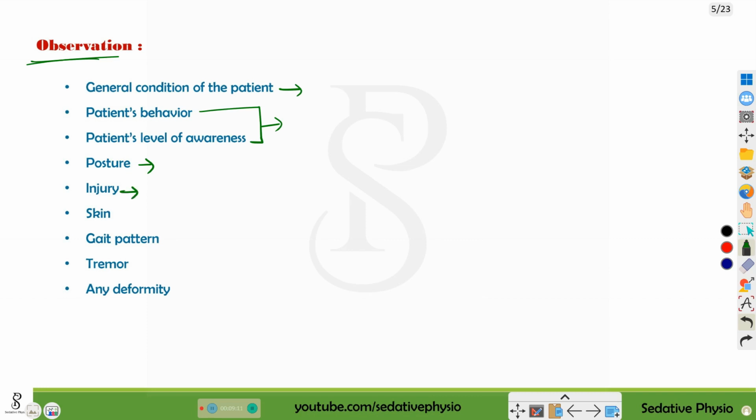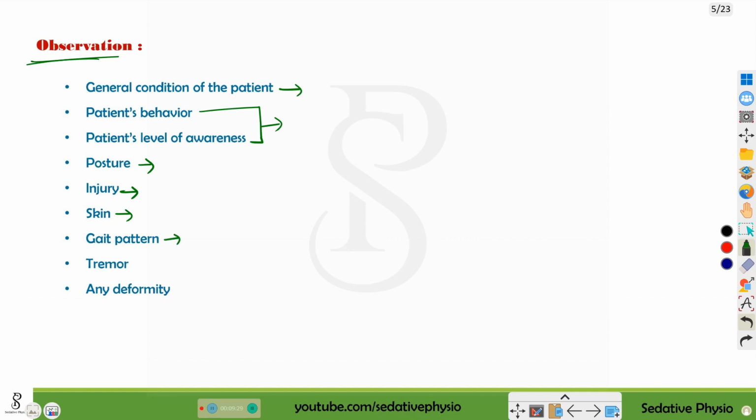Then any injury: is there any injury visible on the patient's body or not? We have to check for the skin. On the skin, we can check for skin discoloration. Is there any bruising on the skin? Is there any cyanosis present on the skin? Okay, so after the skin, we have to check for the gait pattern.